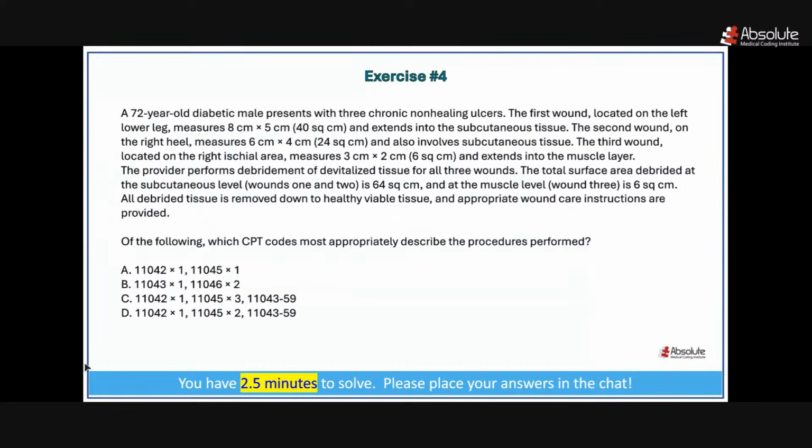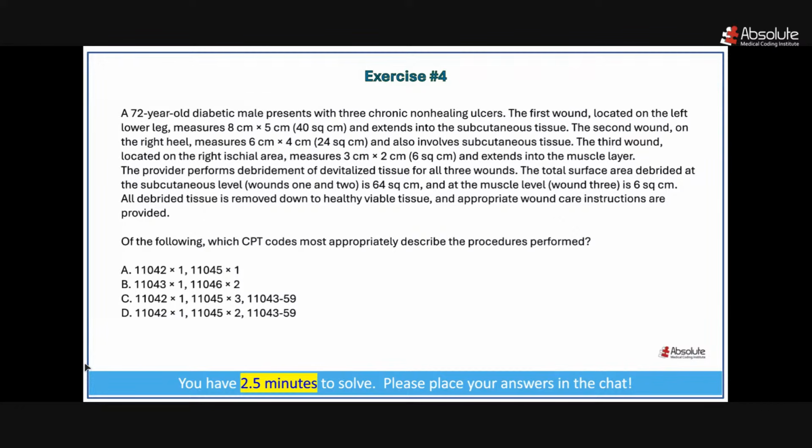A 72-year-old diabetic male patient with 3 chronic non-healing ulcers, first wound located on the left lower leg, measures 8 by 5 centimeter, that is 40 square centimeter, and extends into subcutaneous tissue. The second wound on the right heel measures 6 by 4 centimeter, that's a total of 24 square centimeter, and also involves the subcutaneous tissue. The third wound located on the right ischial area measures 3 by 2 centimeter, that's 6 square centimeter, and extends into the muscle layer.